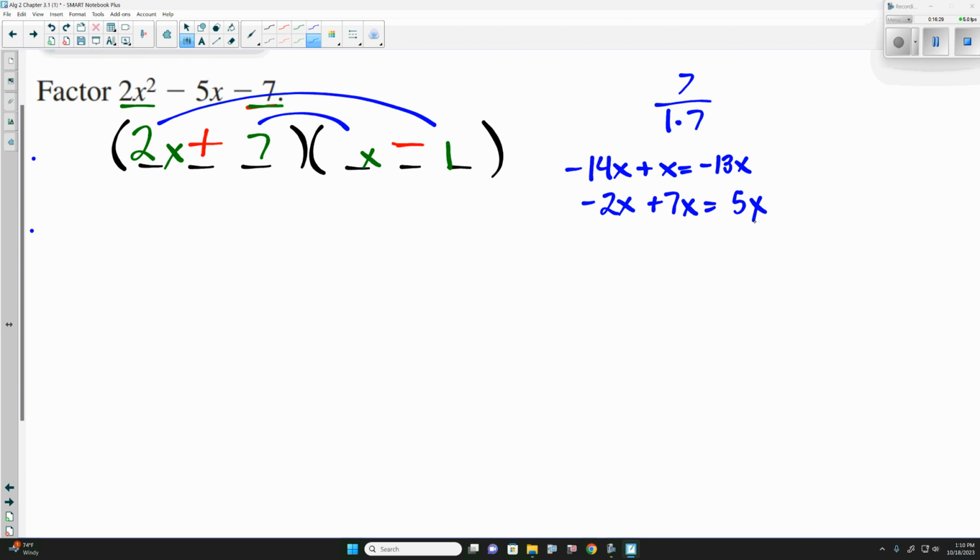We would need it to be negative, yes? Just in case. So is this actually the correct middle term? Because we got, what, 5x, yes? We need it to be negative. Did we get the correct number? Yes. We got the correct number, but wrong sign. We need the sign to what? Change, yes? We needed to change from positive to negative.